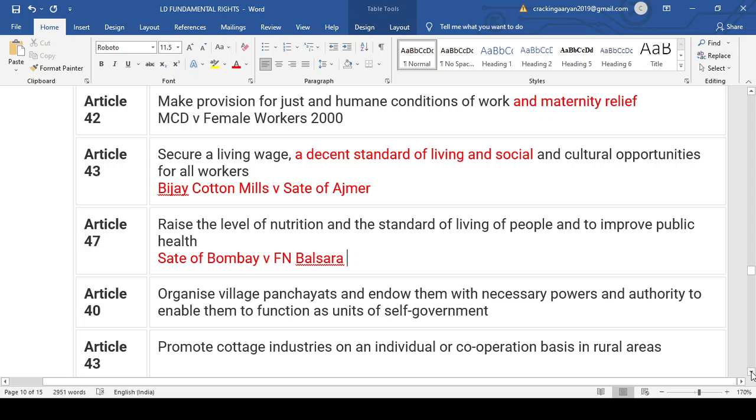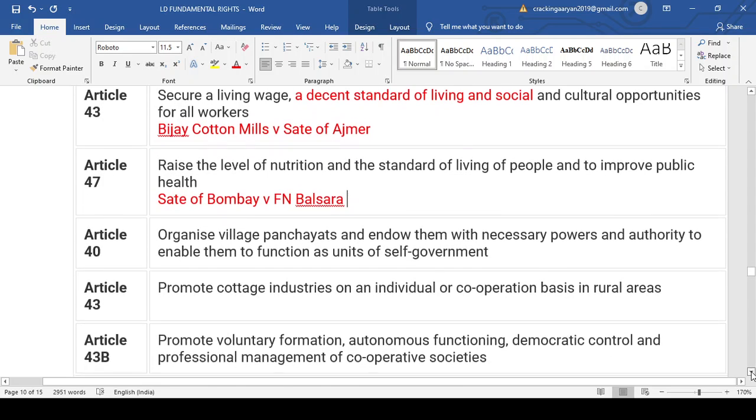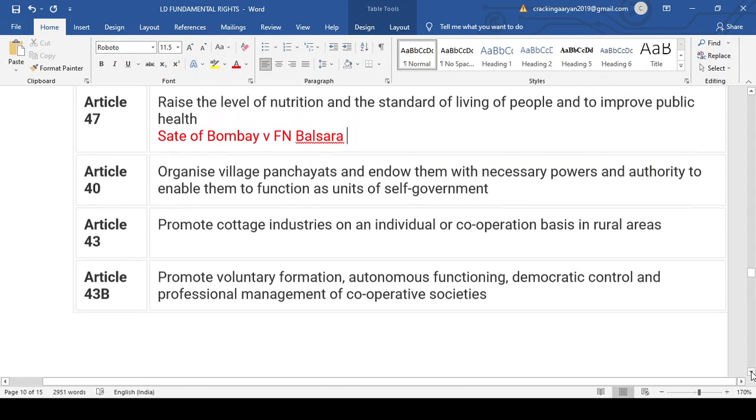So this is the reality. This is the reality of Article 47 and the ban of the liquor in Bihar and Gujarat. So you can do a research on this. This is a very good issue to research: what is the reality of this liquor ban. And it is not possible also because of the fund that the state government is getting from this liquor.